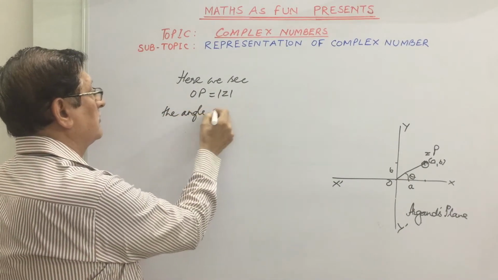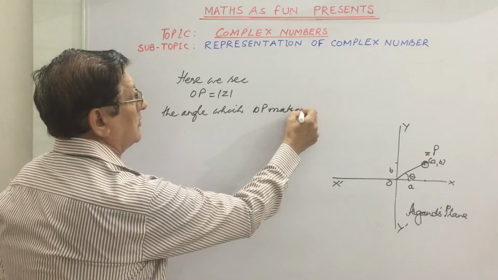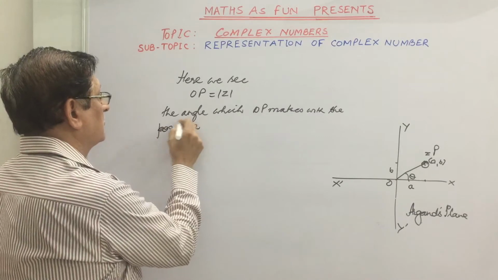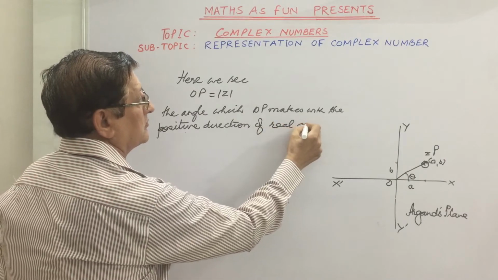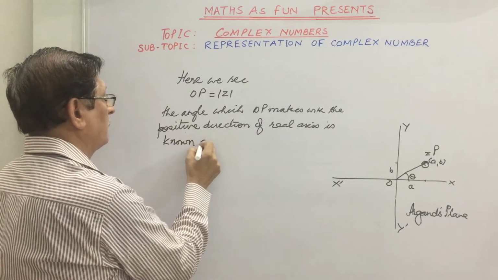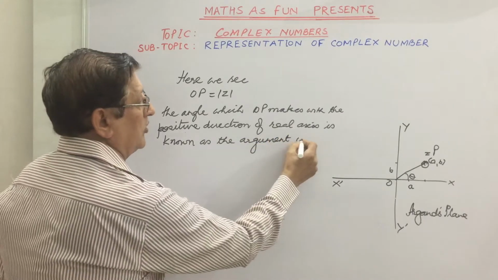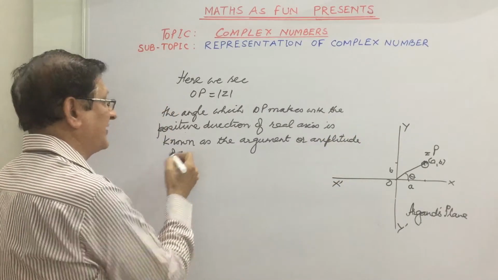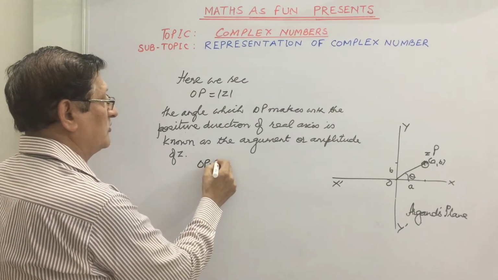The angle which OP makes with the positive direction of real axis is known as the argument or amplitude of Z. Here in this case we can see OP is equal to modulus of Z.